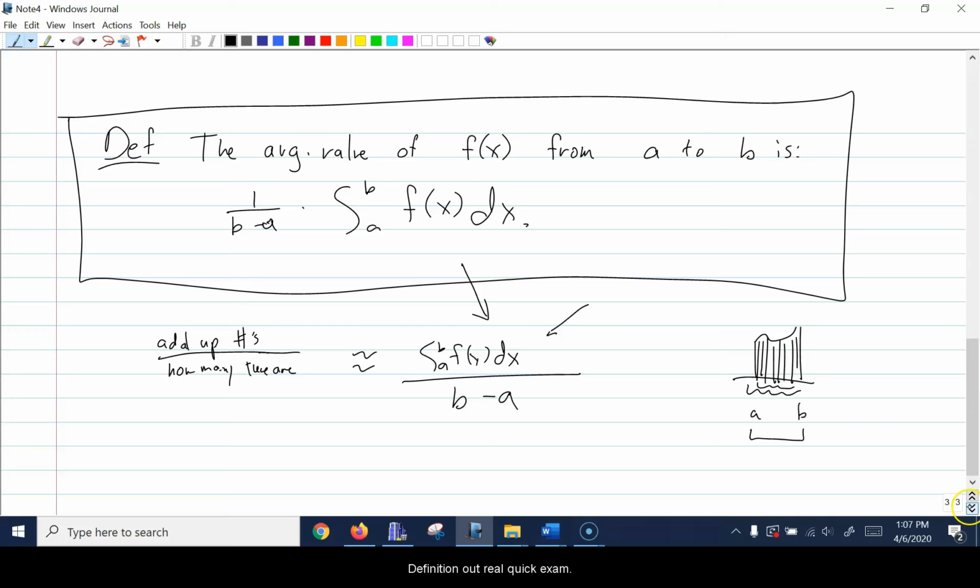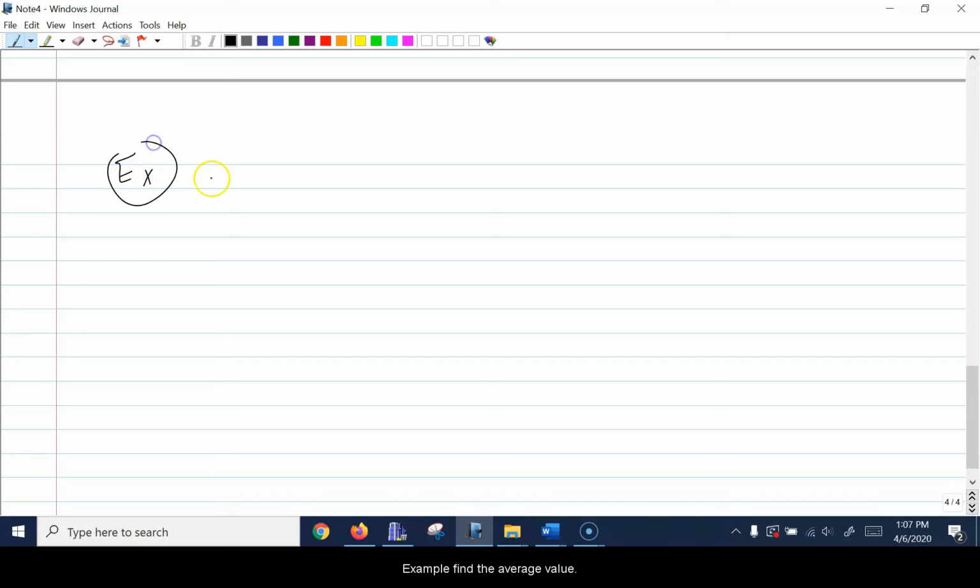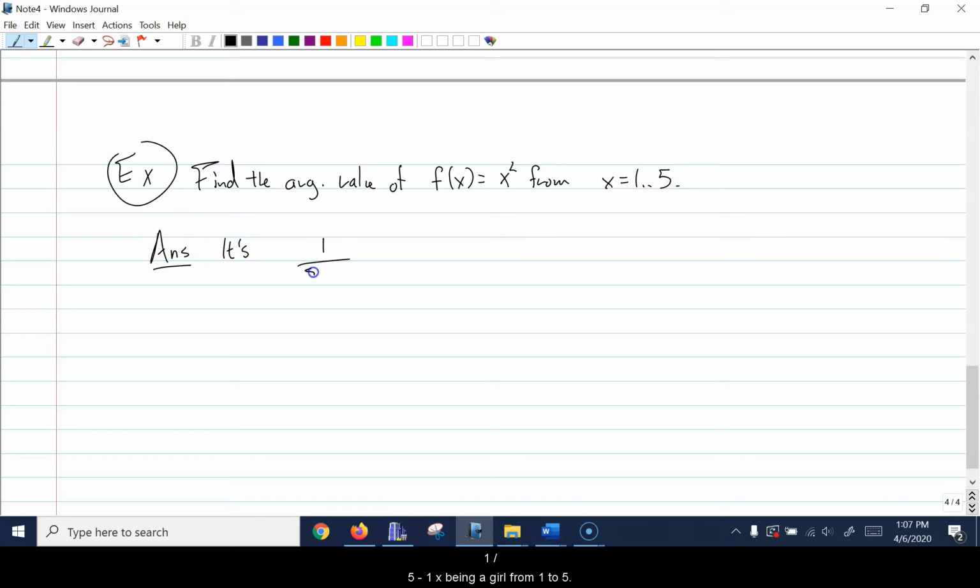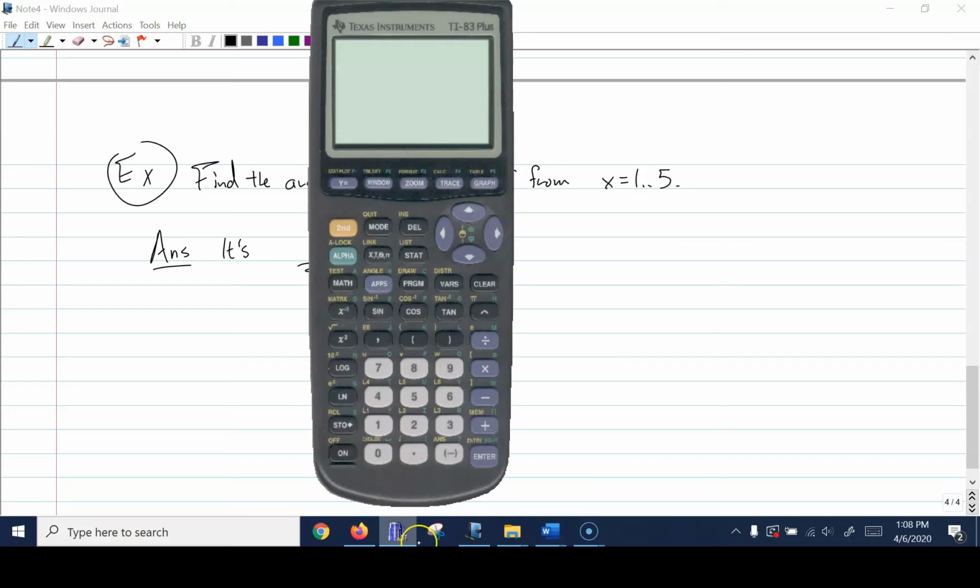So let's try this definition out real quick. Example. Find the average value of, I guess the one we just did, x squared, from x equals 1 to 5. The answer is 1 over 5 minus 1 times the integral from 1 to 5. This is a thing that we'll do on our calculator.